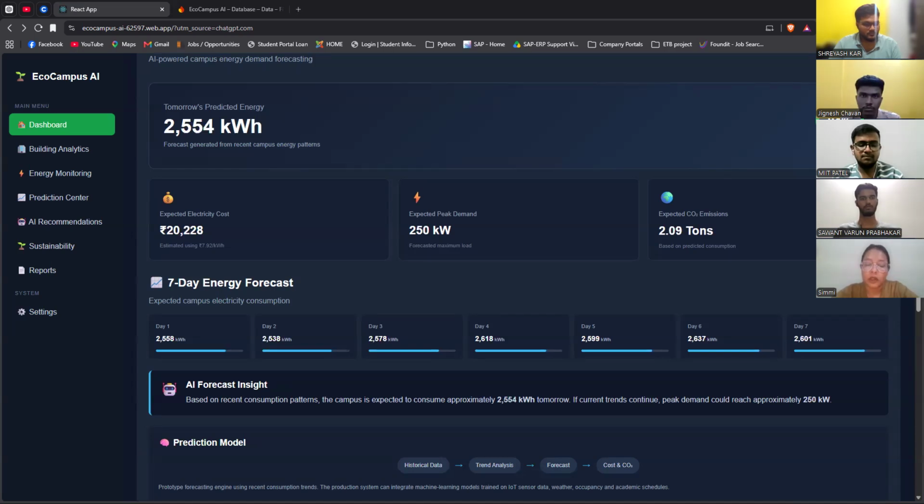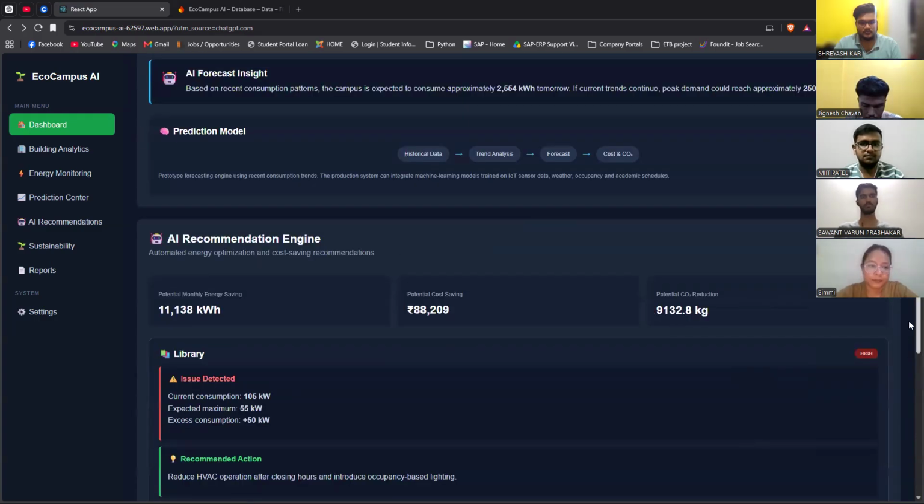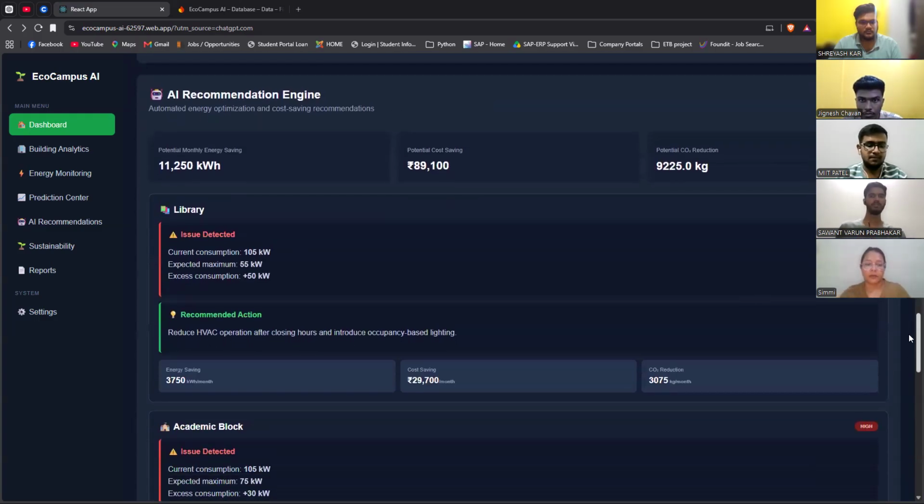So now I would like to invite Varun for further explanation. Thank you, Simi. Now we will explore the AI recommendation engine. The most important part from a management perspective is the AI recommendation engine, because identifying a problem is not enough. Management needs to know what action should be taken and what could be the potential business impact.